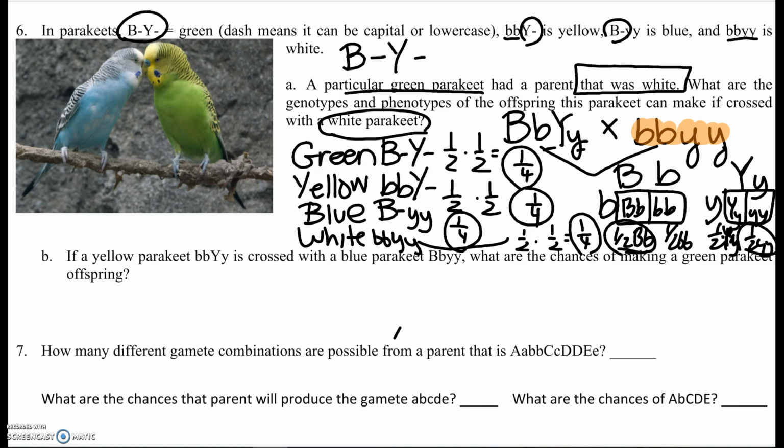Exactly. If you look at the second one, this time they told you exactly the genotypes of the parents, so you don't have to figure that out. They want to know what are the chances of this parent and this parent having certain offspring. We already said that to be green, they just need to have at least one capital B and at least one capital Y.